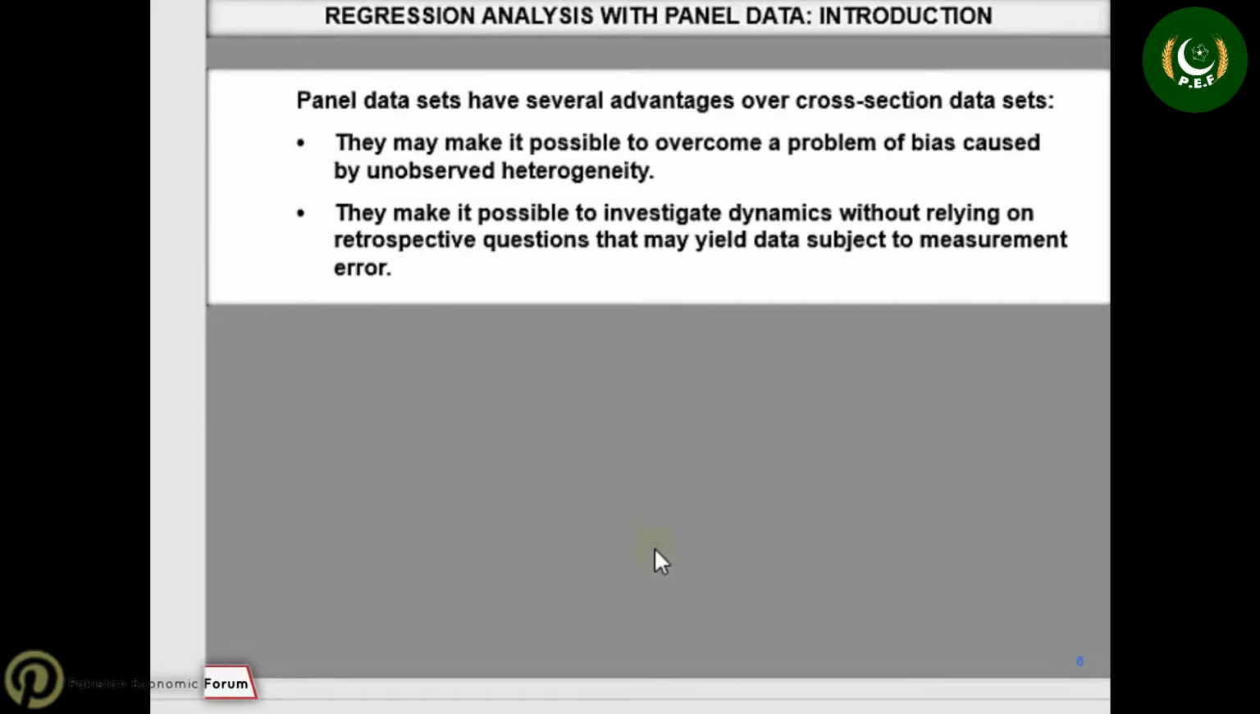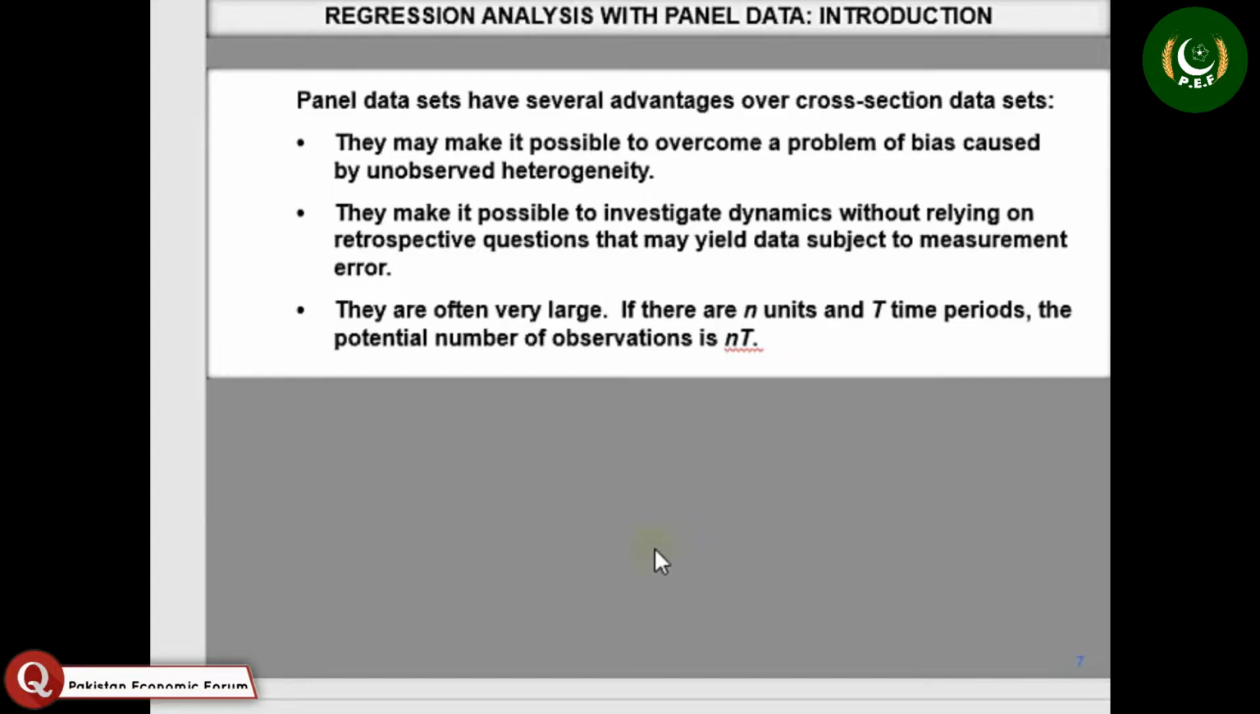Then it helps you in exploring dynamics. For example, from cross-sectional data, we can find out what is frictional unemployment, what is structural unemployment, and what is long-term unemployment. But you cannot see its dynamics just from cross-sectional data. So how can you explore these dynamics? You need panel data.